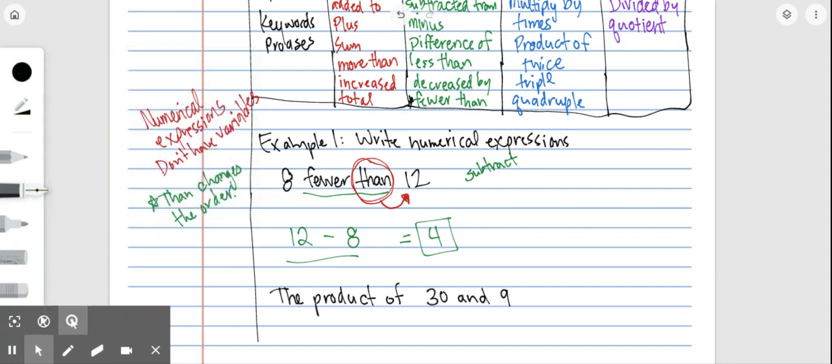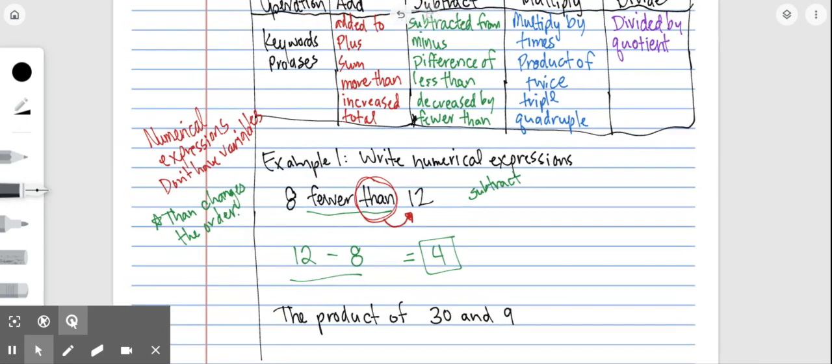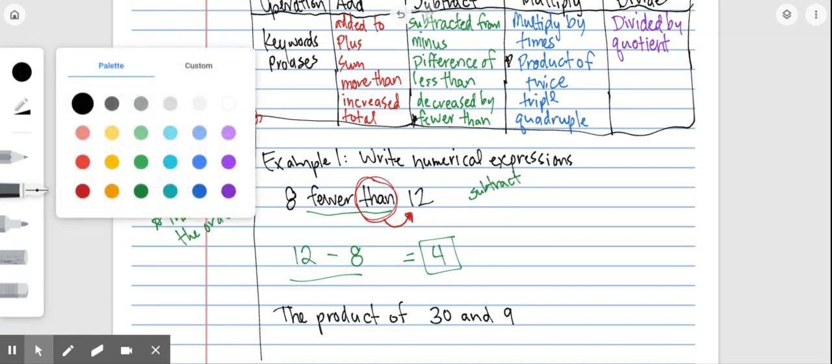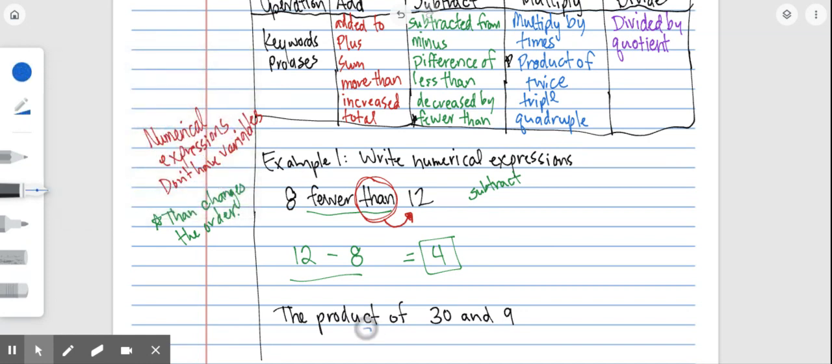Okay, this problem is the product of 30 and 9. So now I'm looking for the word product. So I'm going to go up here into my keywords, looking for the word product. Oh, look, here it is, product, and it's under multiply. So this is a blue word for multiply. Product means to multiply, which you probably already knew. You probably were like, oh yeah, I know product means to multiply.